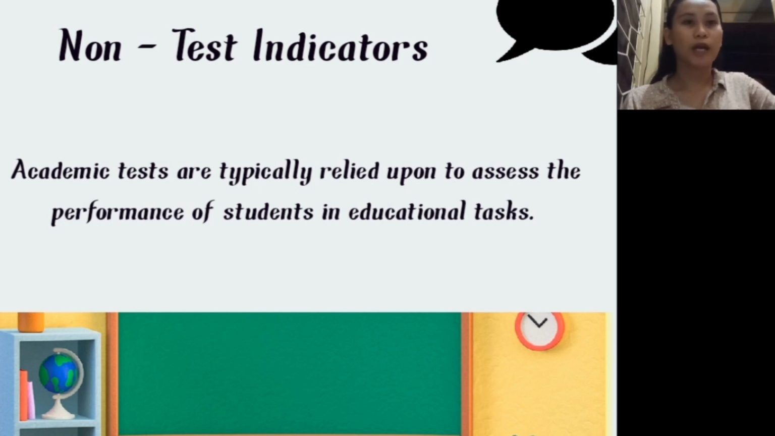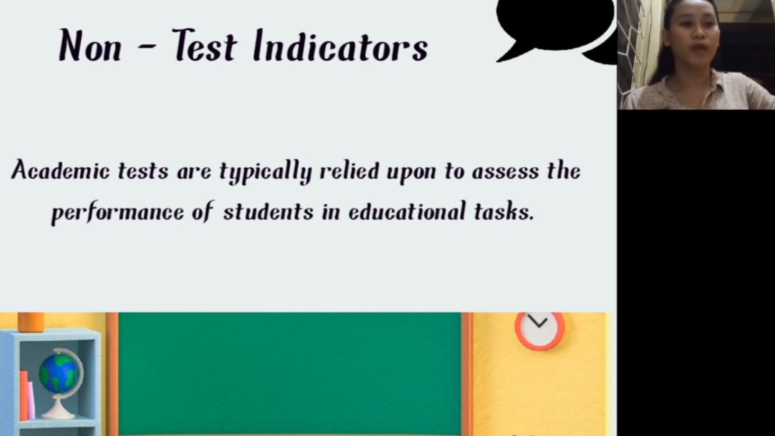Now, academic tests are typically relied upon to assess the performance of students in educational tasks. Since schools are charged with a major responsibility for preparing students to perform these tasks, academic tests are also used to evaluate whether and to what extent school programs have achieved their goals. Now, the use of single form assessment, example, the pencil and paper test, to monitor learner development or the performance of educational programs, however, may be less reliable.